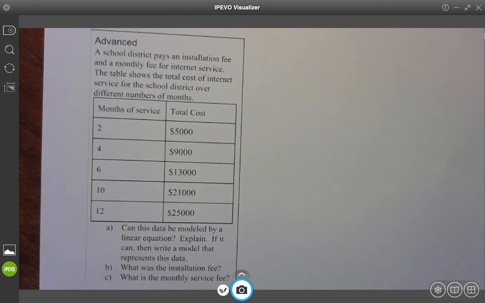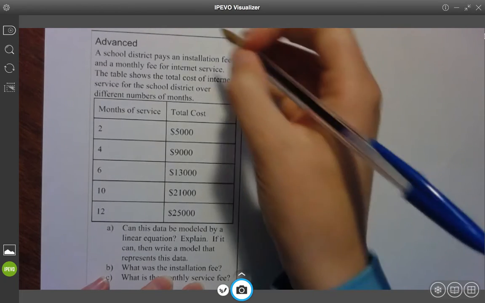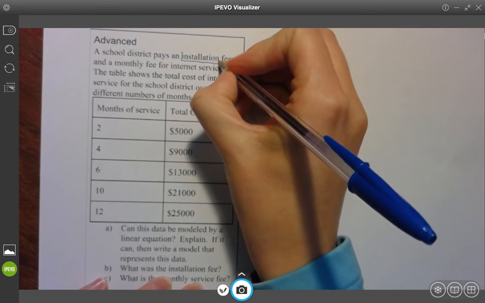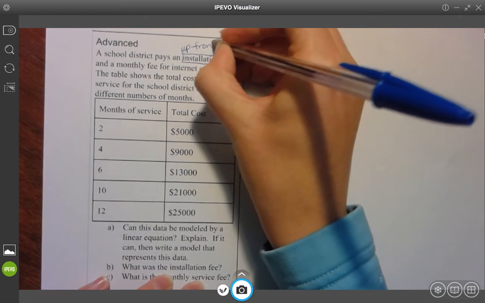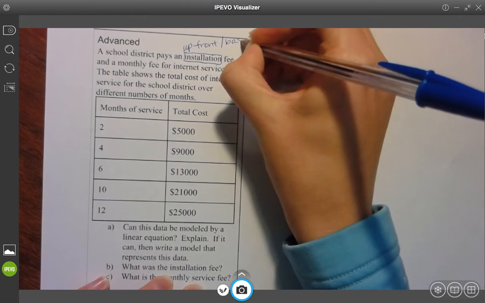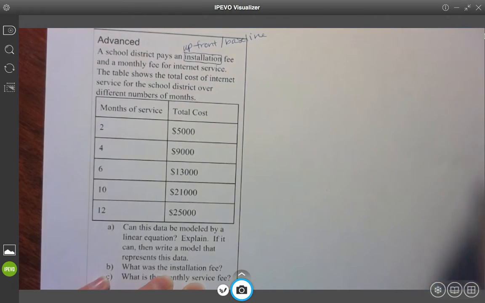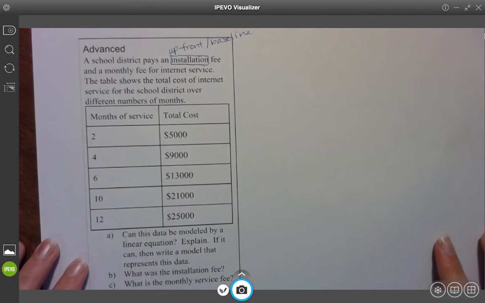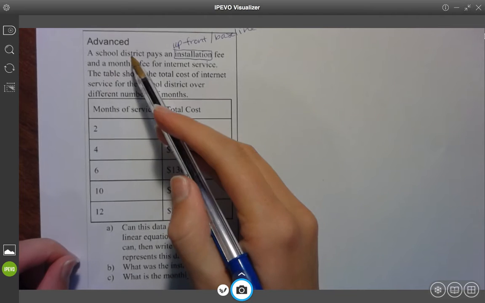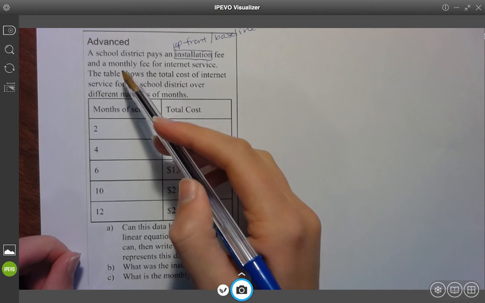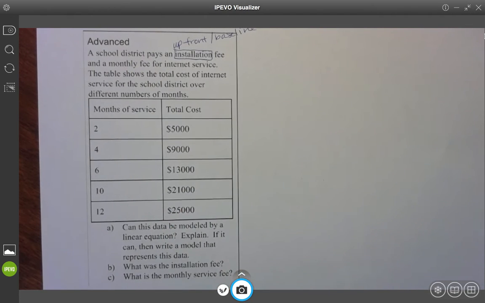A school district pays an installation fee and a monthly fee for internet service. If you didn't know what an installation fee is, it's like an upfront payment, or you could think of it as a baseline. It's a payment that you always have to start with. It's to install something, I guess you'd say. And then a monthly fee. So you pay this fee, and then every month you pay an additional fee for internet service.